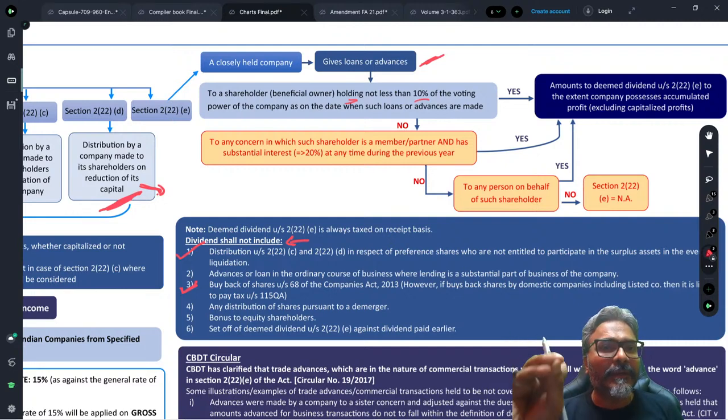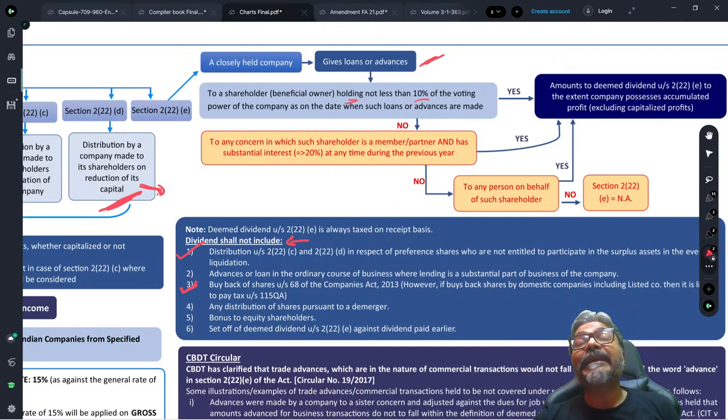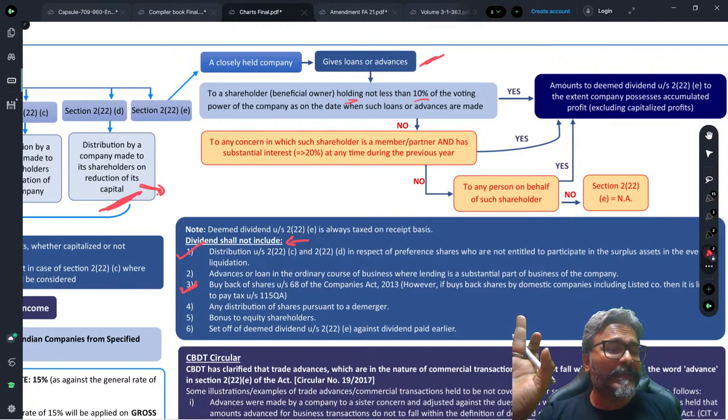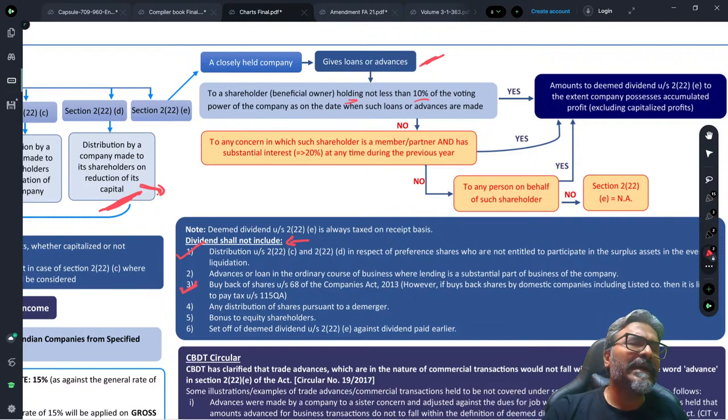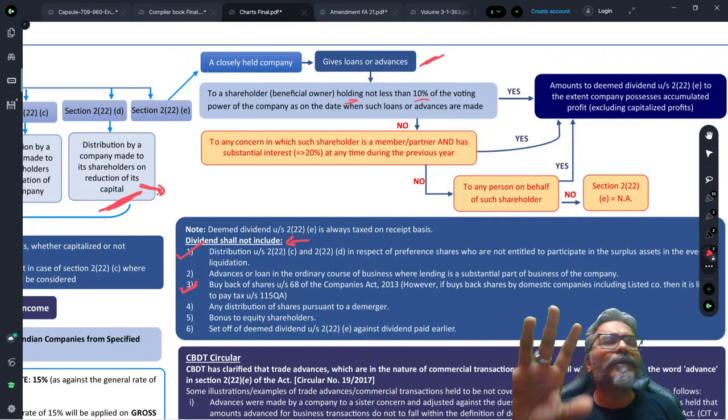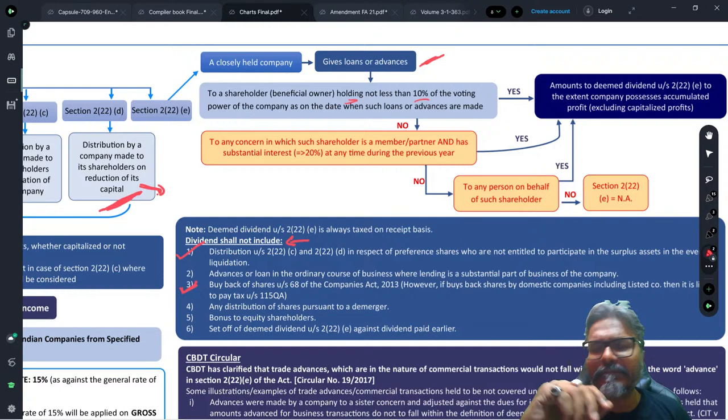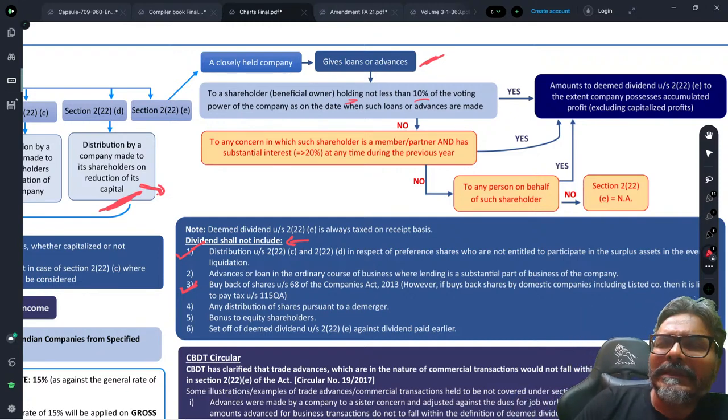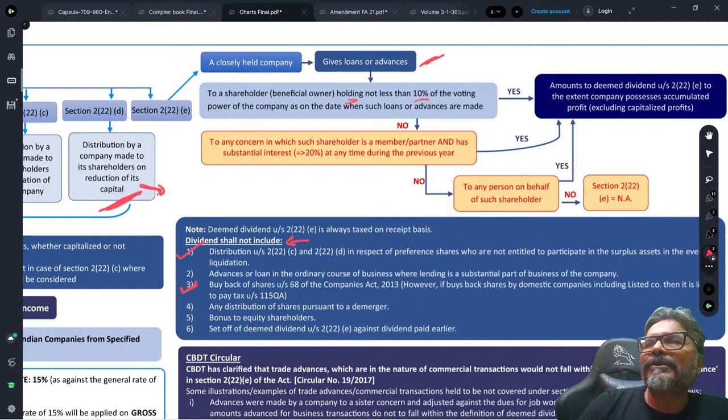So if the closely held company is giving loans and advances to the shareholder, be careful, students, you have to be extremely careful here. I'll give you one example which the ICAI has tried to target in one of the attempts. Supposing I was a 5% shareholder in that private company as on the first day of the previous year, which is 1st April 2021. I was having 5% of the voting power in that private limited company.